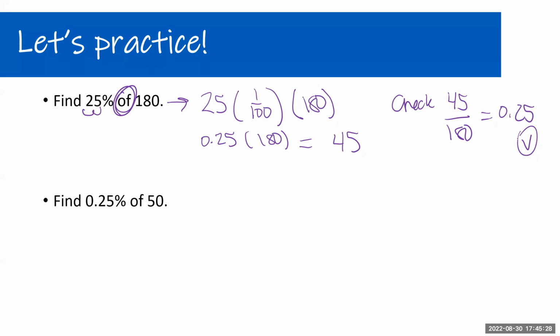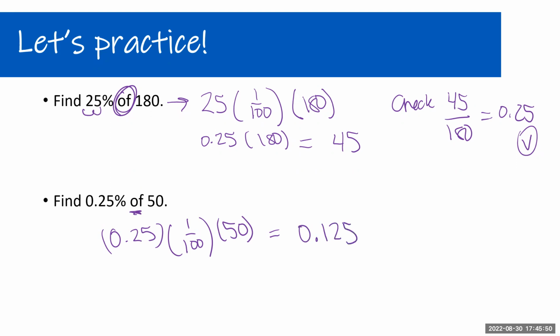Okay. What if we want to find 0.25% of 50? Well, this "of" means multiply. So we're going to have 0.25%, so 0.25 out of 100 times that 50. And this is going to give us 0.125. Now that's a small number, but that's okay because 0.25% is very small. If you're dealing with very small percents, really remember that that's really 0.0025 as a number. And so you're expecting a small answer. So 0.125 is our answer here.